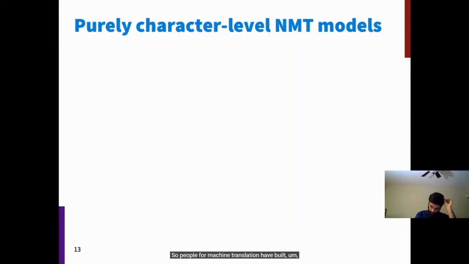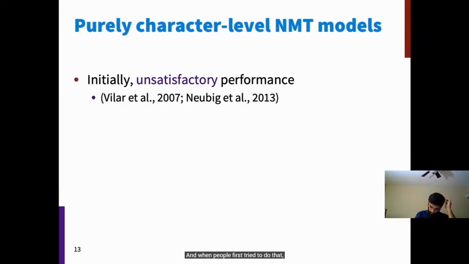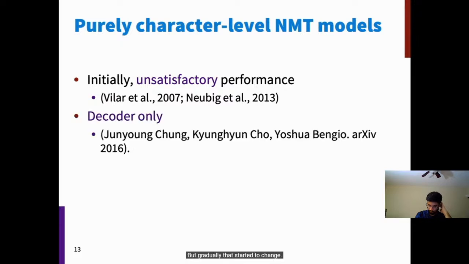People for machine translation have built machine translation systems that just read characters and write characters. When people first tried to do that, it didn't work, right? People thought it might help to build character level models, especially for languages like Chinese, but people just weren't able to build models that worked as well as word-based models in either the non-neural or the neural world. But gradually that started to change.